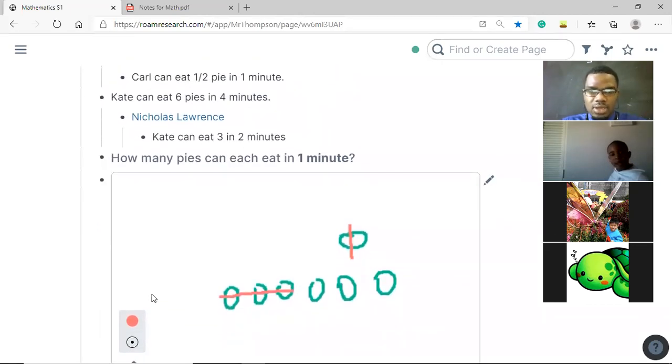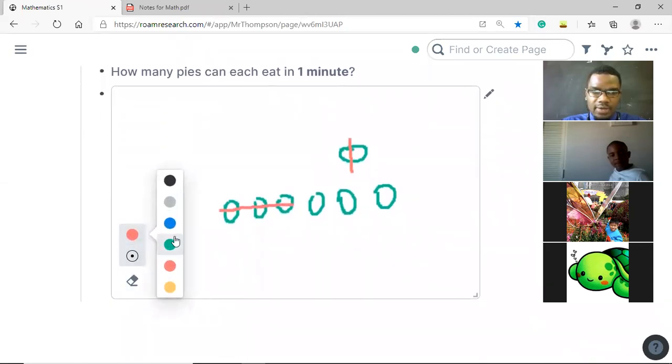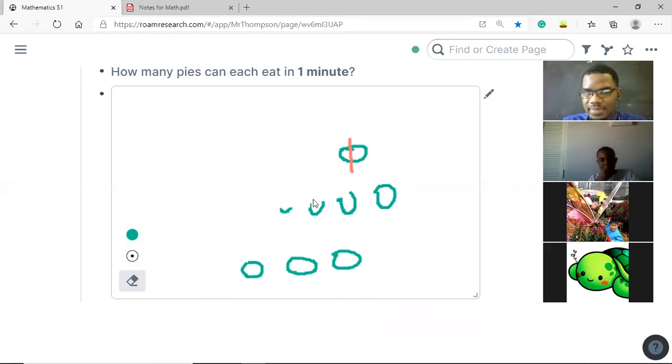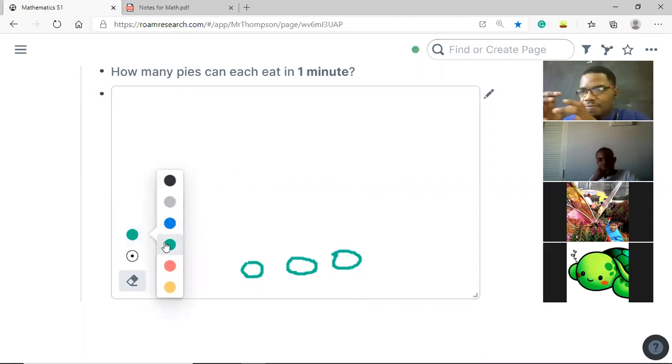Let's cut 3 pies in half now. Sir, I have a question. For 5 and 3, since they're odd numbers, how do you turn them into half? That's a good question. Remember that we did decimals last term, right? And a decimal is like a fraction. So if you can't get a whole, you're going to get a fraction of a pie.